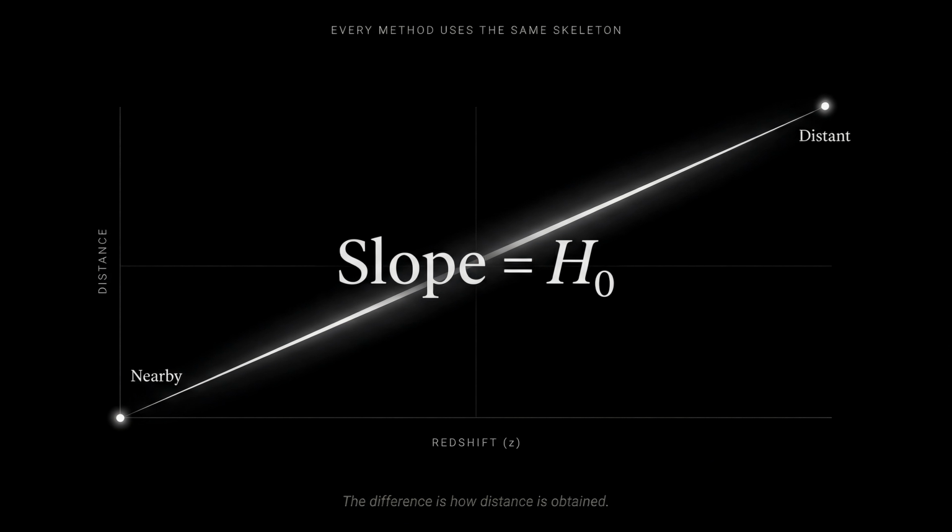Now, start with the simplest definition of H0. H0 is the present-day expansion rate of the universe. In practice, every method is the same skeleton. You need a distance, you need a redshift. You turn those into a slope. That's it. All the drama comes from how you get distance and what assumptions sneak in while you do it.